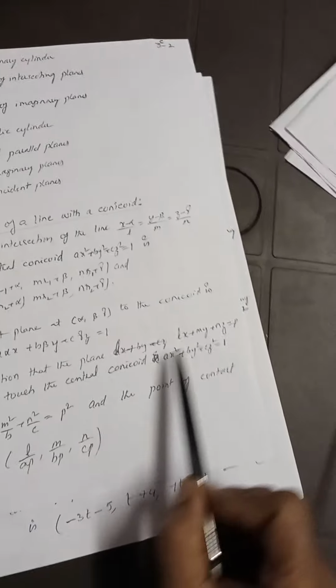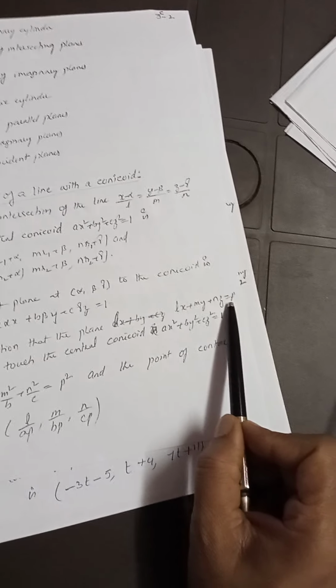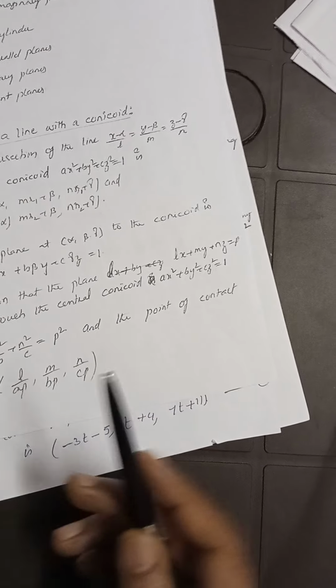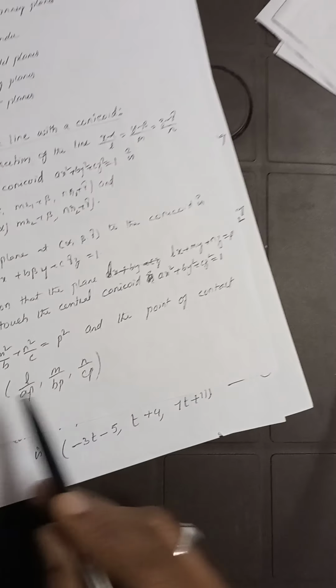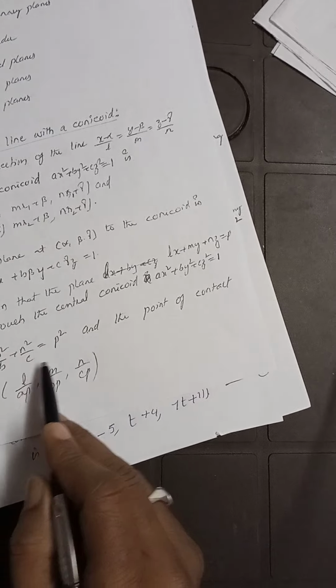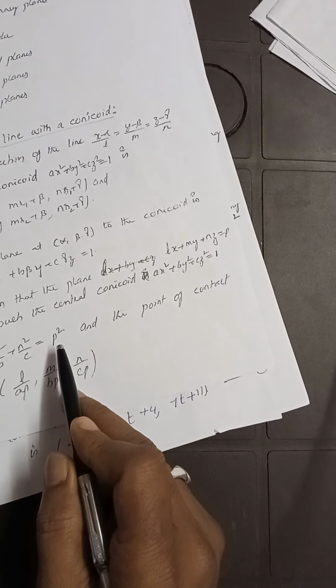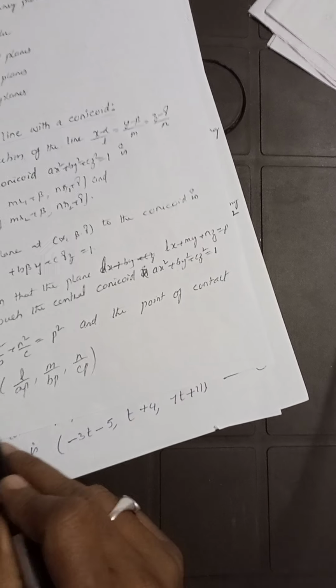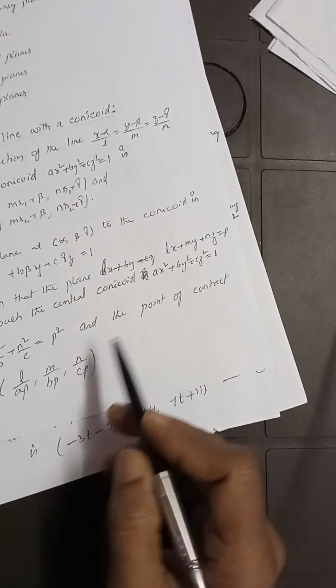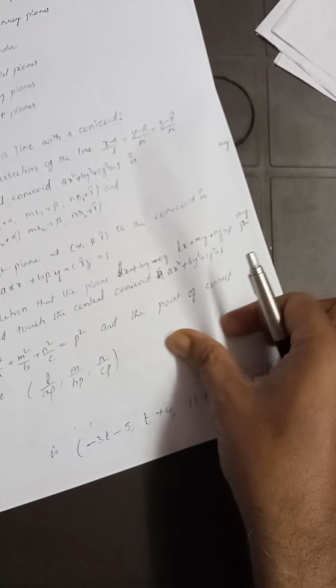The condition that the plane lx plus my plus nz is equal to p should touch the central conicoid ax square plus by square plus cz square is equal to 1 is this one: l square by a plus m square by b plus n square by c is equal to p square. And the point of contact is l by ap, comma m by bp, comma n by cp. It's a simple formula, no need to remember this one.